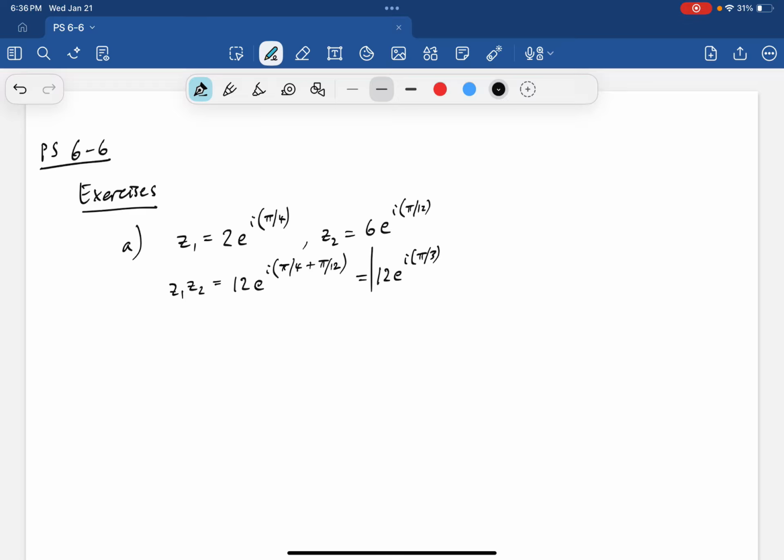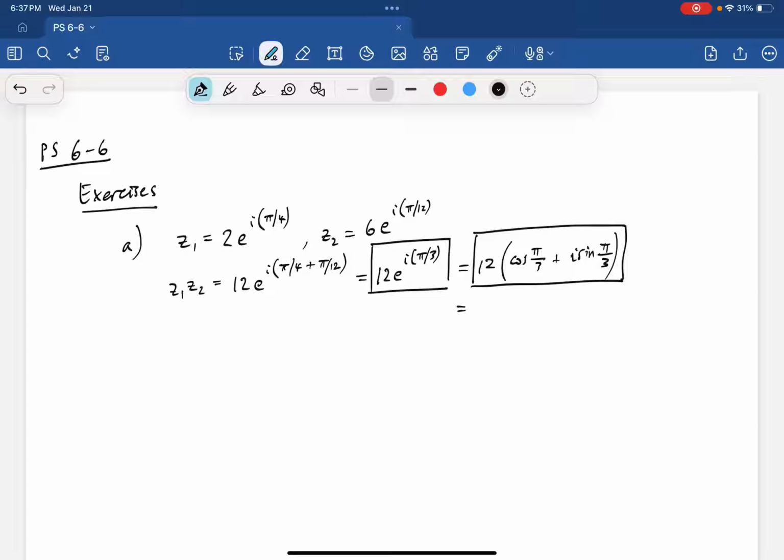So, you could box that, or you could also get this into trigonometric form. You would have cosine pi over 3 plus i sine pi over 3. So that works too. You could also box that. Or you could calculate it all out. You do 12 times 1/2 plus root 3 over 2 i equals 6 plus 6 root 3 i.